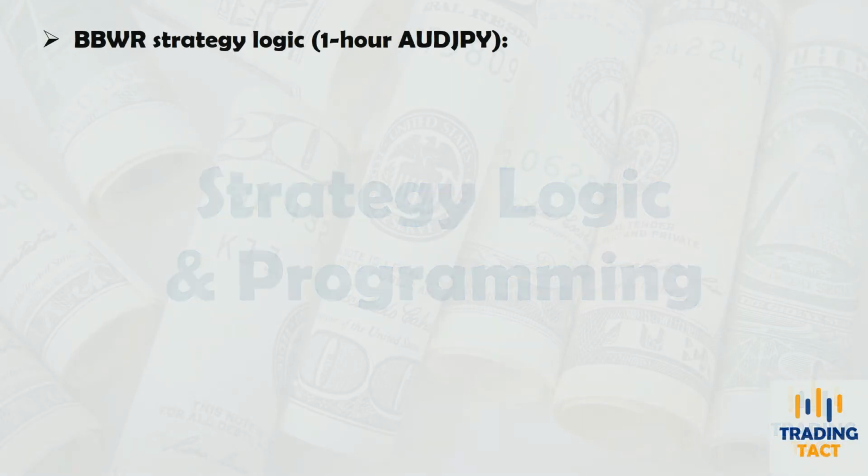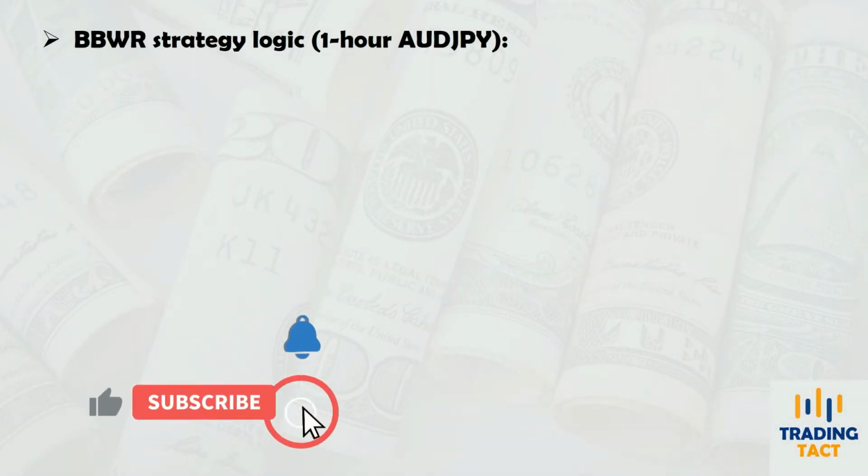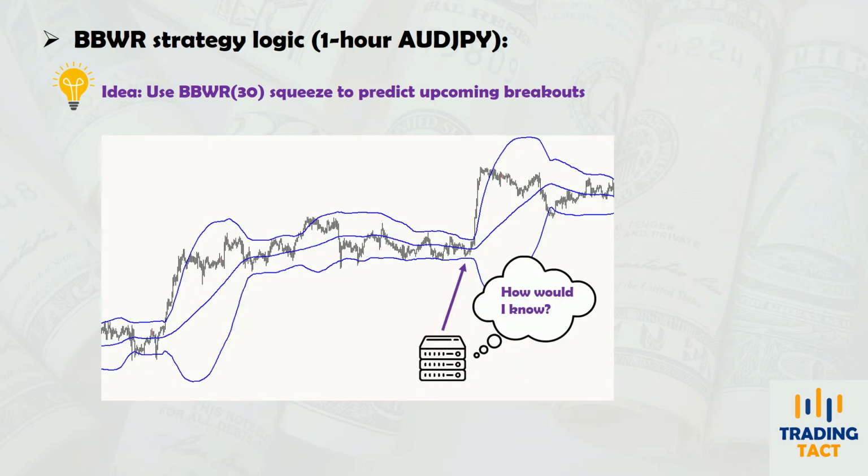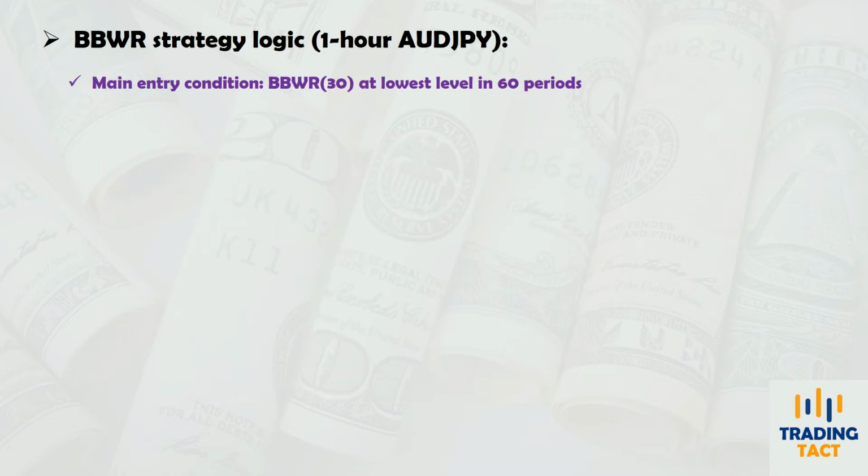Armed with the BBWR indicator, let's capture some breakouts on the 1-hour Aussie yen. The idea is to use a 30-period BBWR to detect a Bollinger Bands squeeze, which could signal an upcoming breakout. Unfortunately, quantifying a visual pattern is always a challenge in algorithmic trading. How do you train a computer to detect a squeeze? To keep things simple, I'll define a squeeze as the BBWR reaching its lowest level in 60 periods.